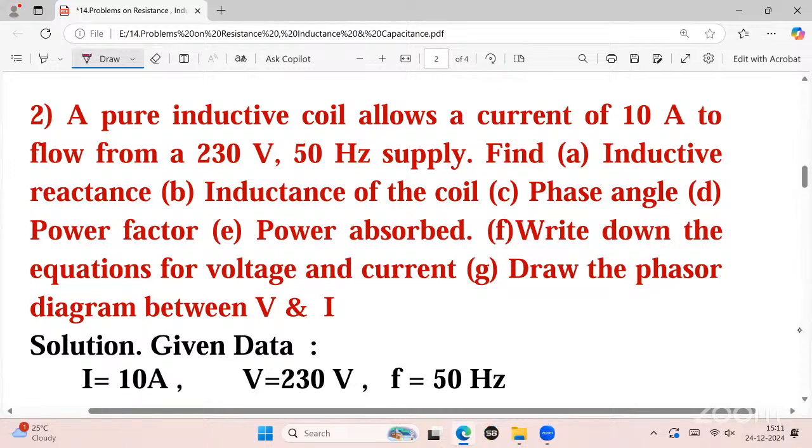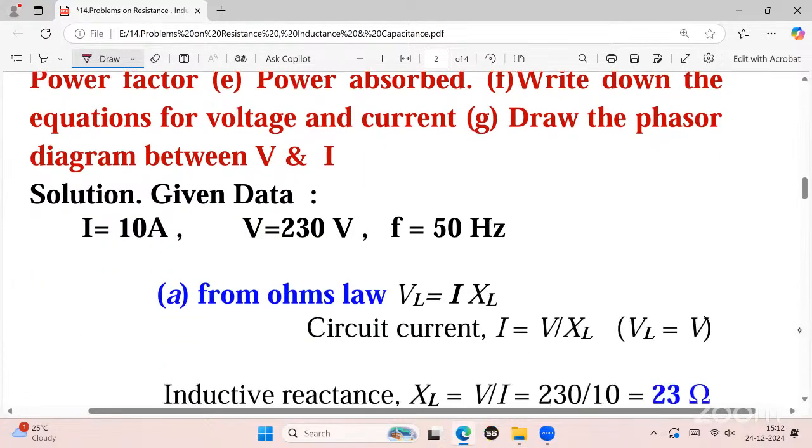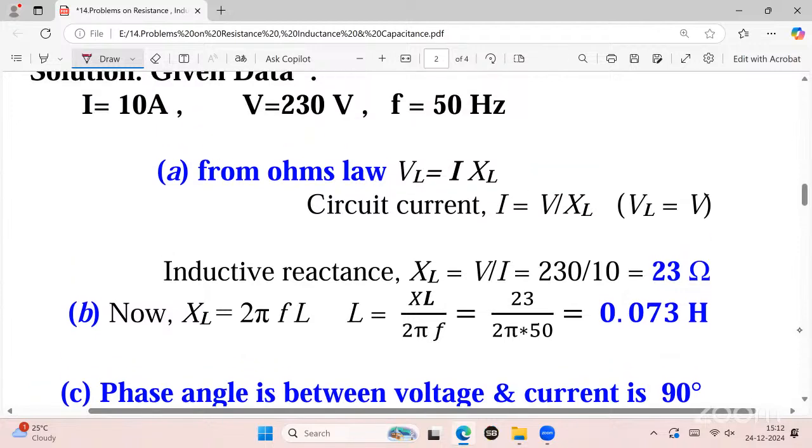What is the symbol? Inductive reactance. Z is equal to XL, fifth result. XL is equal to 2 pi FL. The first one is A bit. So what formula have we applied? First A bit, inductive reactance.